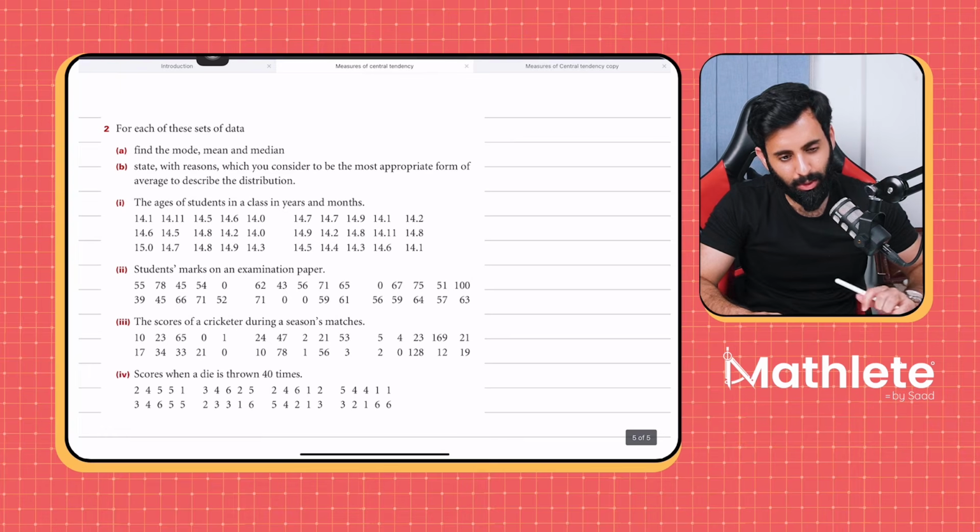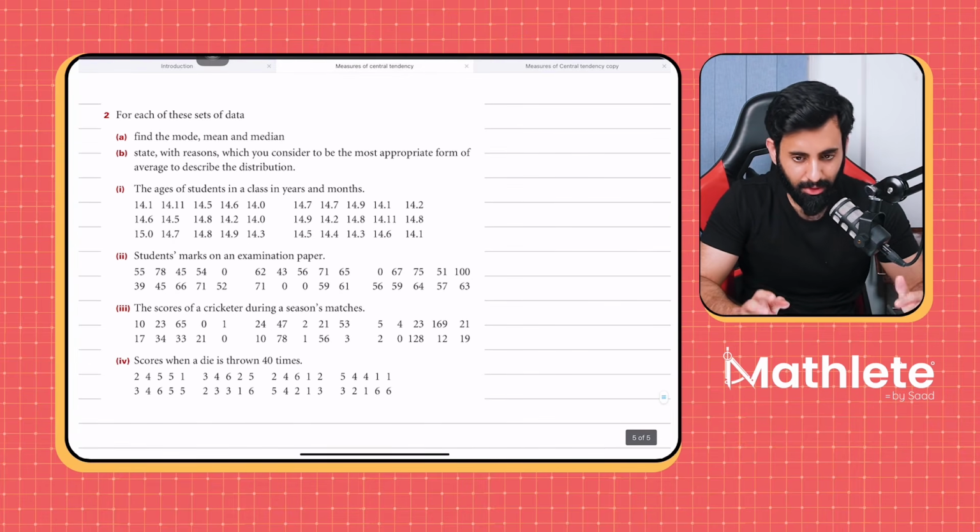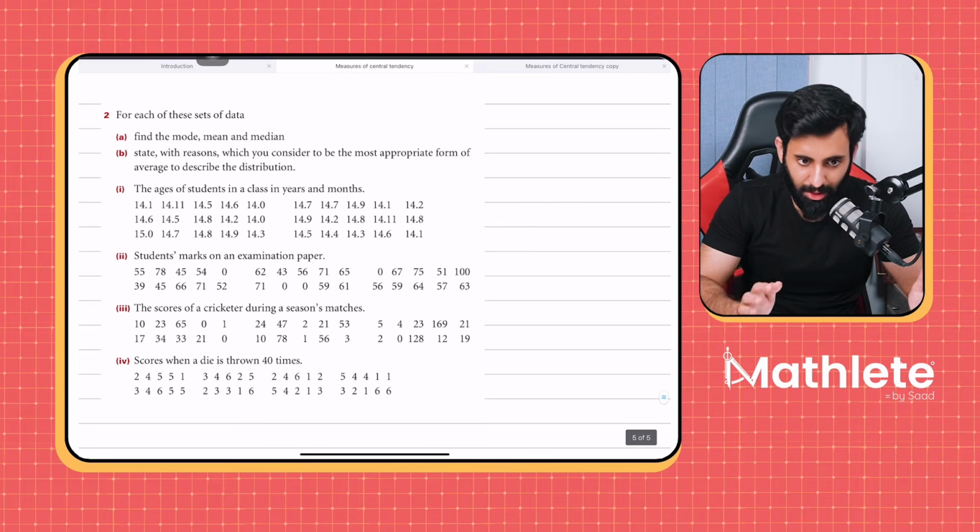All right, in O levels and IGCSE we weren't that specific, we would be casual about this, but now remember that mean, median, and mode are three different forms of averages. Mean is not exactly equal to average. All three of them come under average. So I want you to keep that in mind.